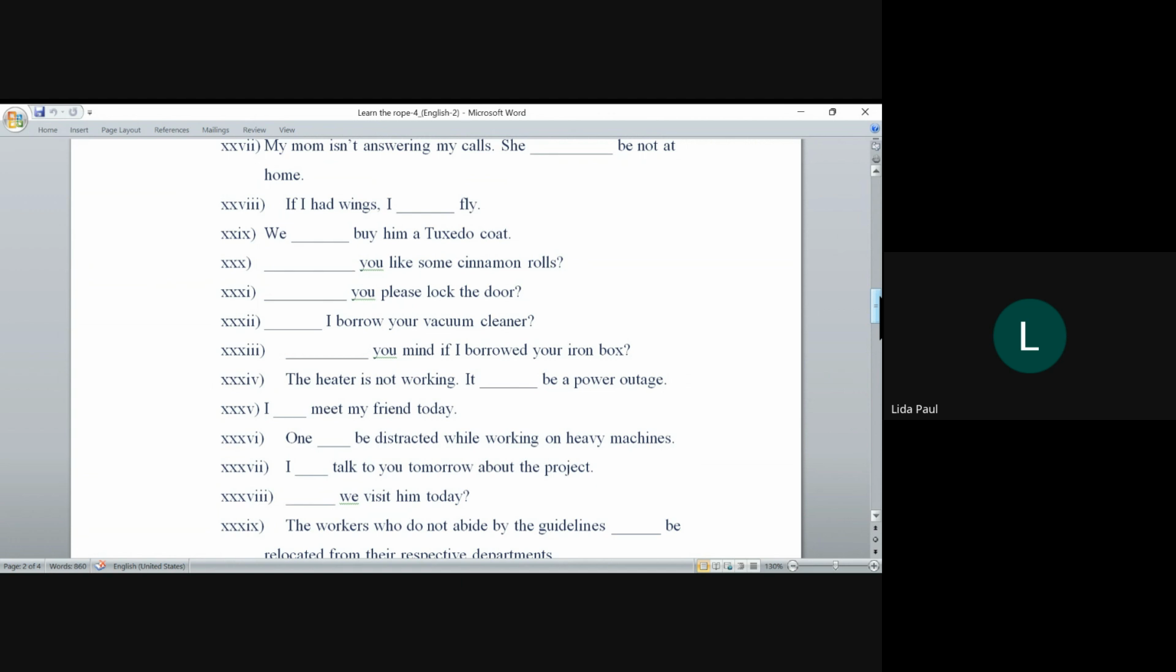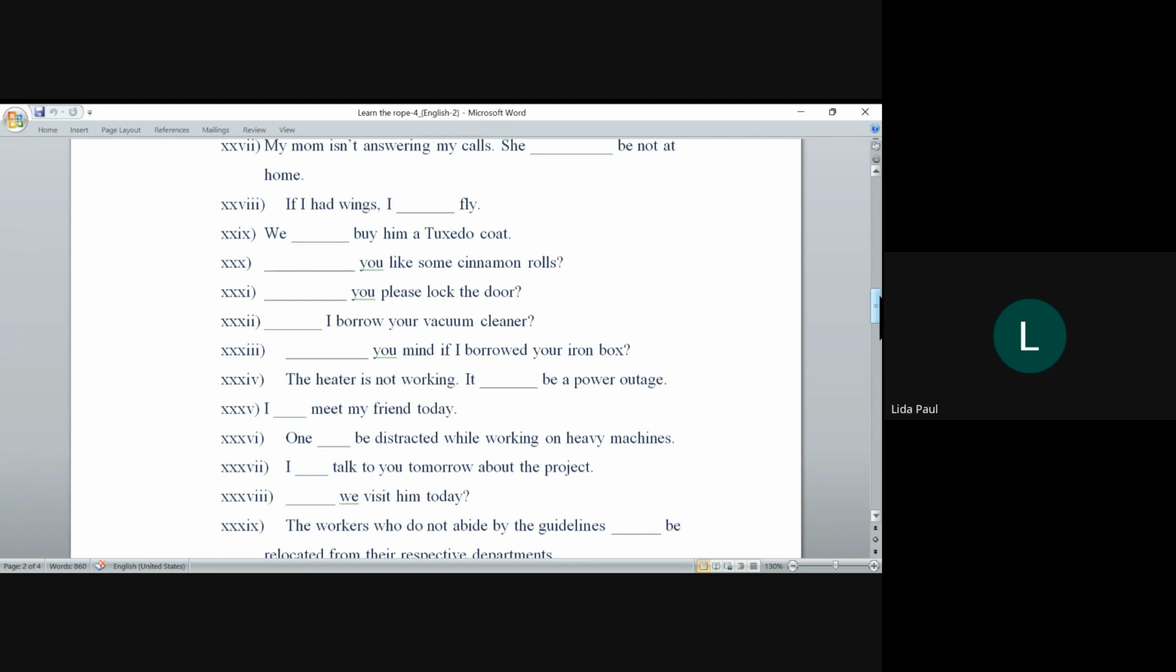Right, 24th. The heater is not working. It dash be a power outage. And the context is deduction. The second part of the sentence, the one which carries the modal verb, is a deduction based on prior awareness. What is the modal verb that you use to show deduction? It could be. Could will turn the sentence into a possibility statement, but we are looking for a statement which looks like a deduction from a given scenario. It must be. Correct.